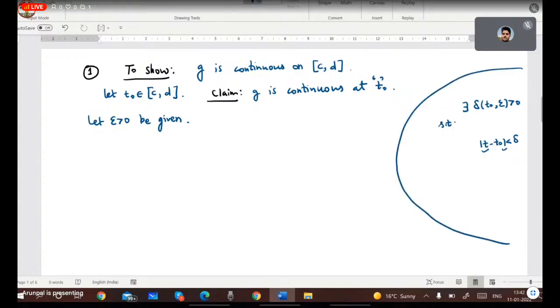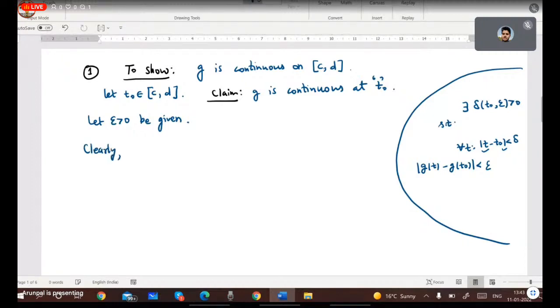So for all those T which satisfy this condition, the images of such T's under G must satisfy what? Less than epsilon. This is the definition of continuity of a function at a point T naught. And I will show you this. This you have been doing since the first year of your college days. So let's start now.